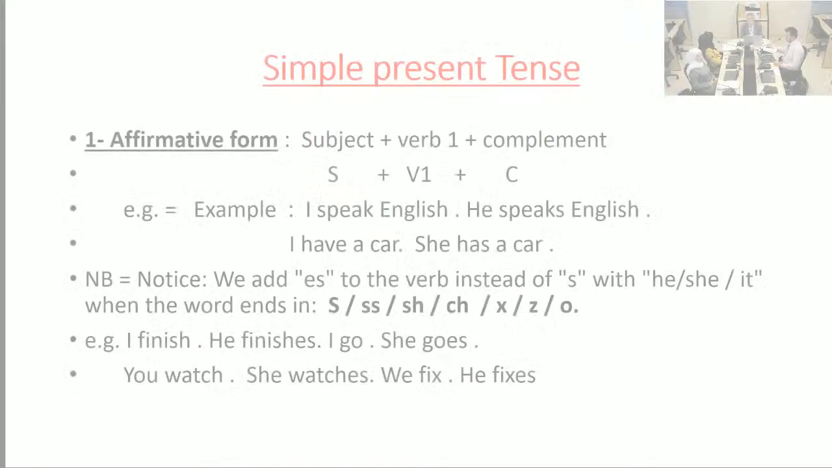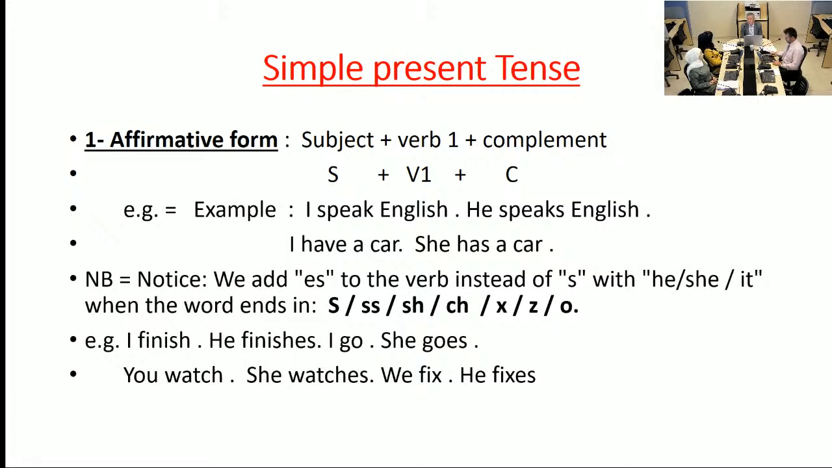We use it to express habits, facts, feelings. So we have the subject, and we have verb 1, not verb 0, and we have the complement. We add S to the verb if the subject is he, she, or it. We add ES instead of S if the word ends in S, SS, SH, CH, X, Z, and O.